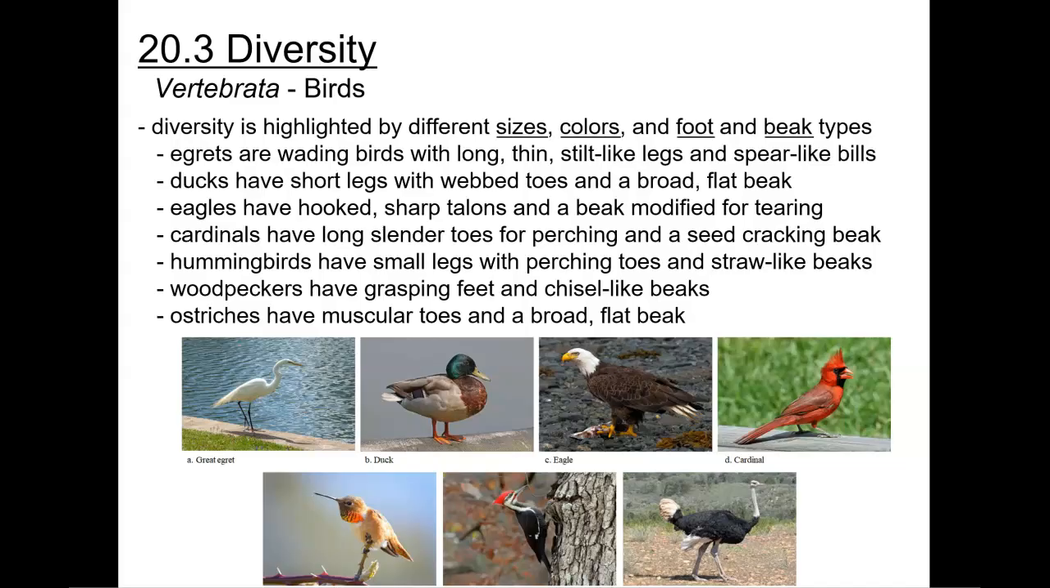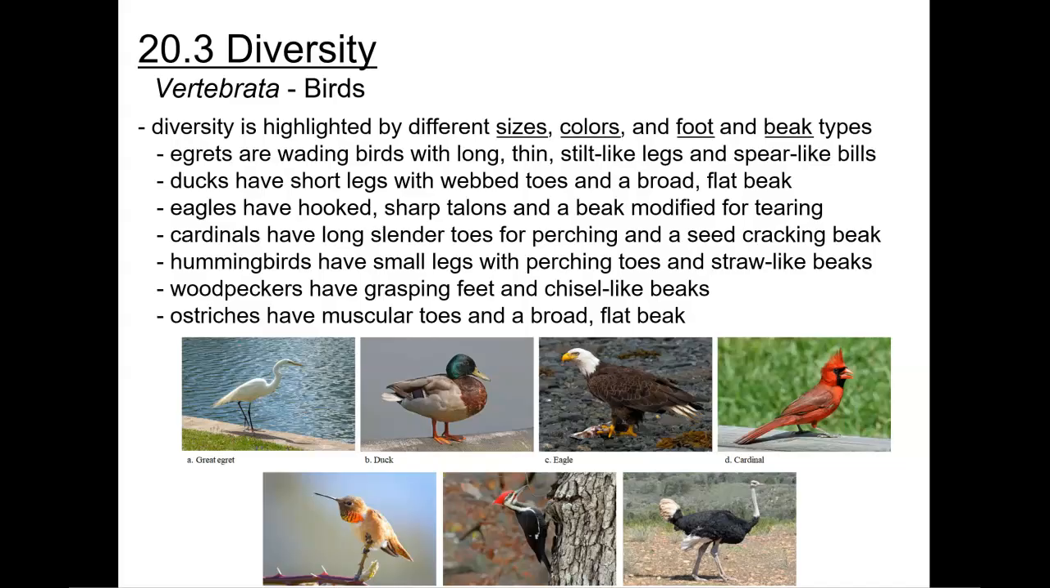Diversity is highlighted by different sizes, colors, and foot and beak types. Egrets are going to be wading birds with long, thin, stilt-like legs and spear-like bills. Ducks are going to have short legs with webbed toes and broad, flat beaks. Eagles are going to have hooked, sharp talons and a beak modified for tearing. Cardinals have a long, slender toe with perching and seed-cracking beaks.